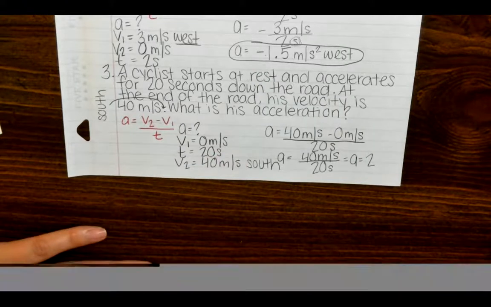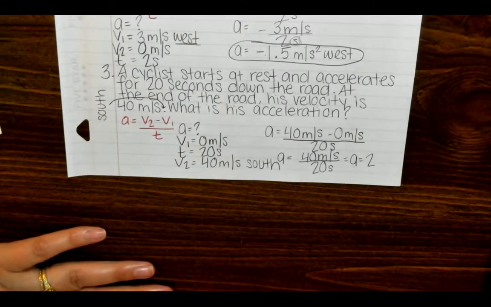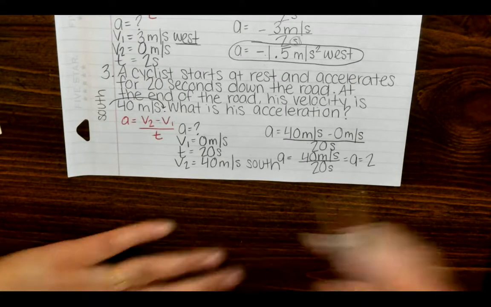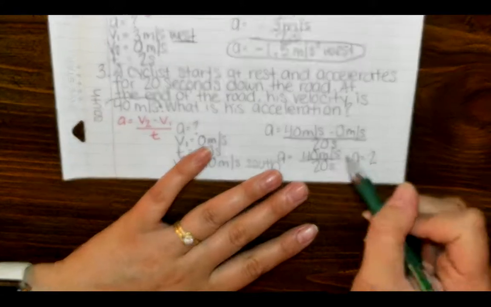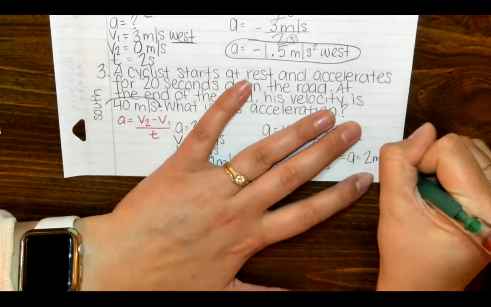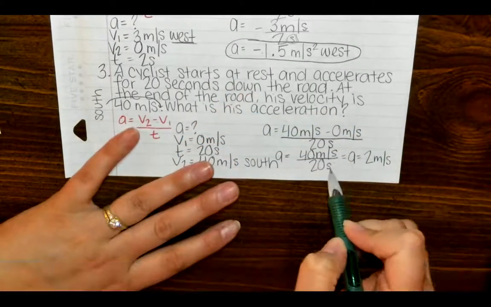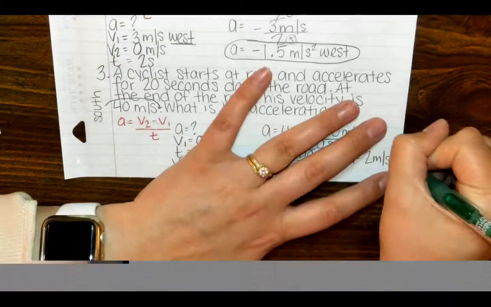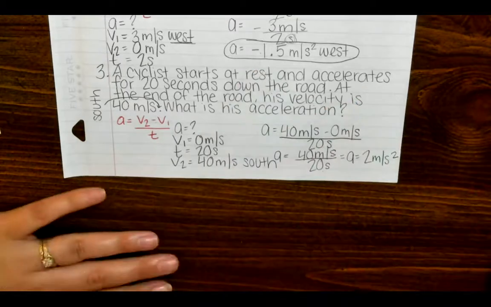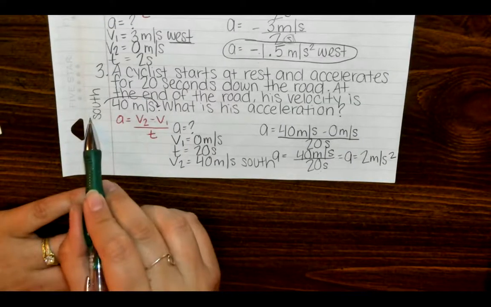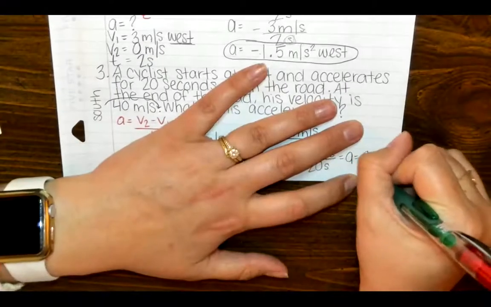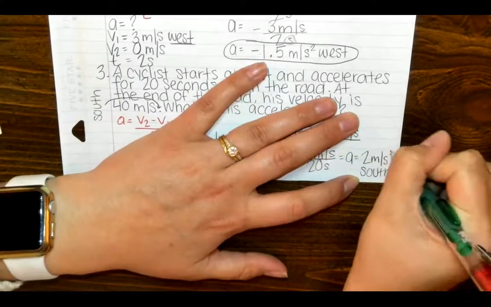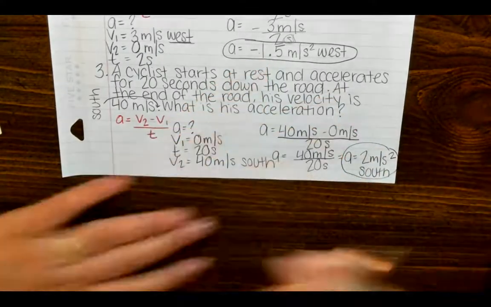And then we need our unit. Remember, acceleration is going to include all of the units in the problem. So we have meters per second. But because we have 2 sets of time involved, we're going to add a square because there's 2 of them. And we need to include our direction, which is south in this problem. And then we circle our final answer.